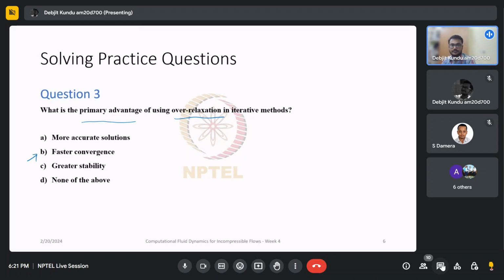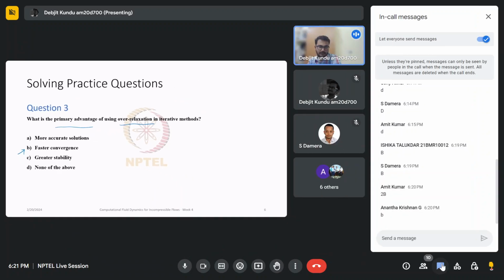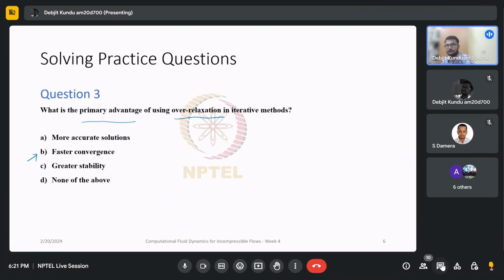Anyway, coming back to question 3, we have a few responses, all in favor of option B, which is telling that it should converge faster if I'm using an over relaxation method. So if we look at the solution, it is indeed true. Over relaxation does give us faster convergence.